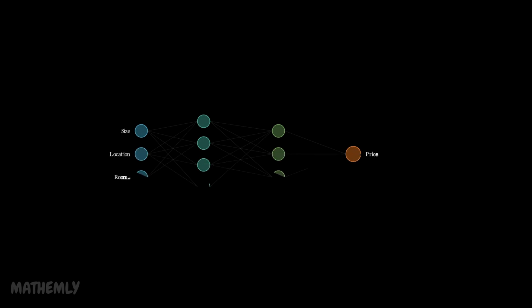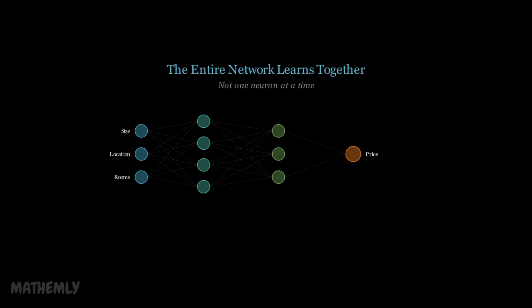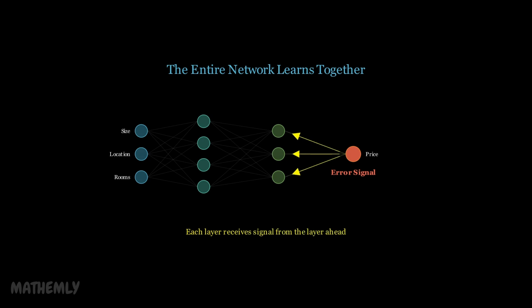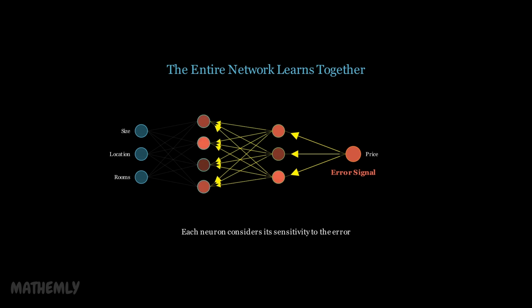So now, all in one place, backpropagation doesn't happen in isolation. It isn't just one neuron learning at a time. The entire network learns together. When the error flows backwards, each layer receives a signal from the layer ahead of it. This signal tells the layer how much the final prediction needs to change. At the same time, each neuron considers how sensitive it is to that error. Some neurons play a bigger role in shaping the output, while others have a smaller influence. Using both pieces of information, every layer updates its weights in a coordinated way.